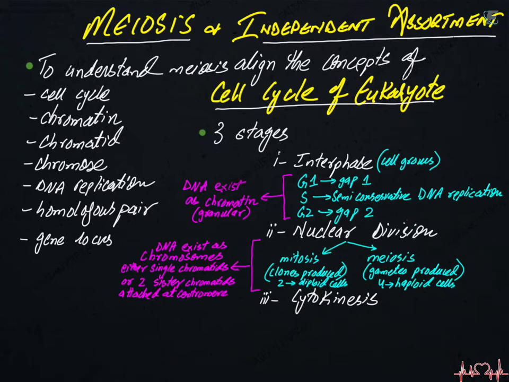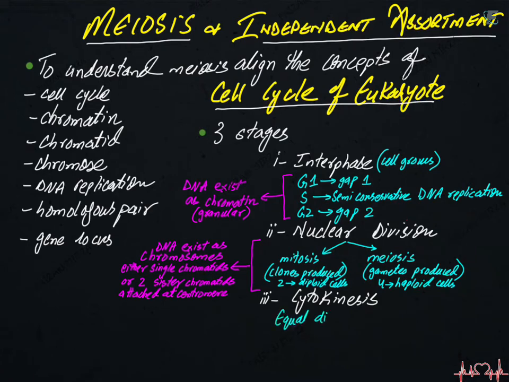So this concept must be in place: how the DNA looks during interphase and during nuclear division. DNA exists as granular chromatin in interphase, and exists as chromosomes during nuclear division. The chromosomes initially look like single chromatids, and then eventually two sister chromatids attached at the centromere, and then as the cell divides, they split again.